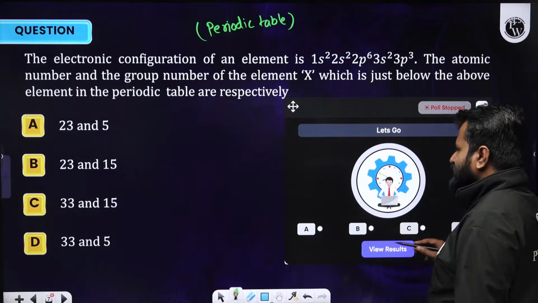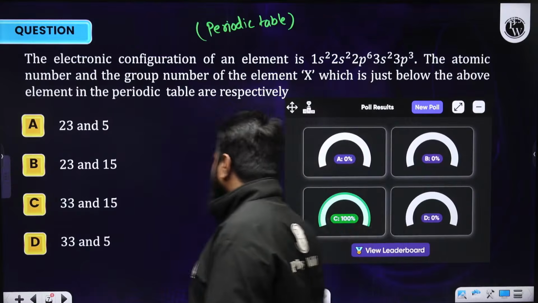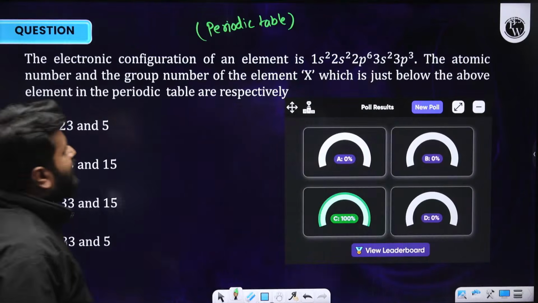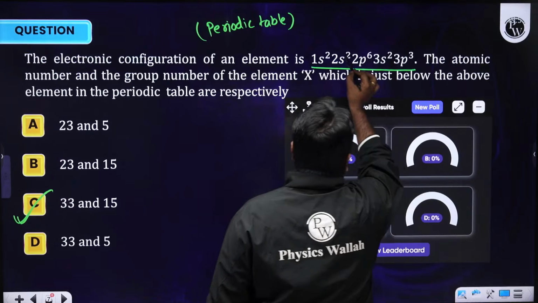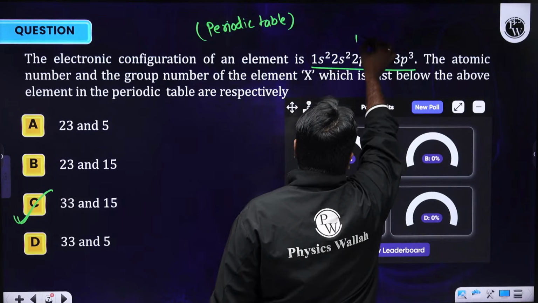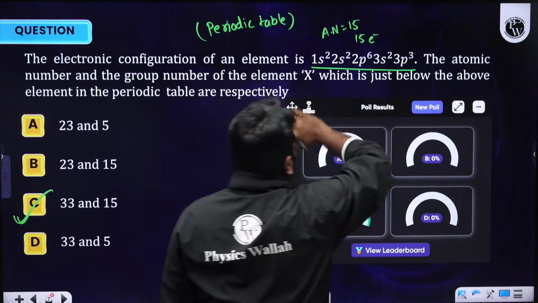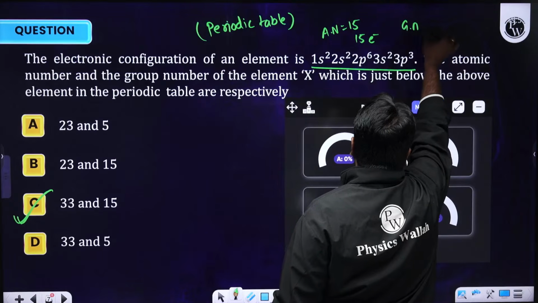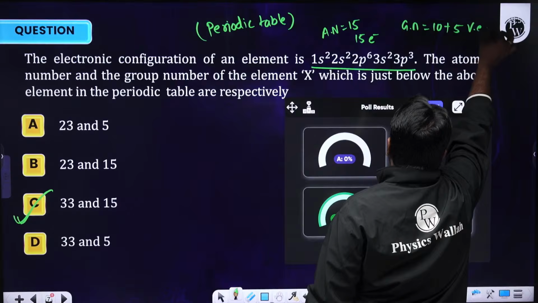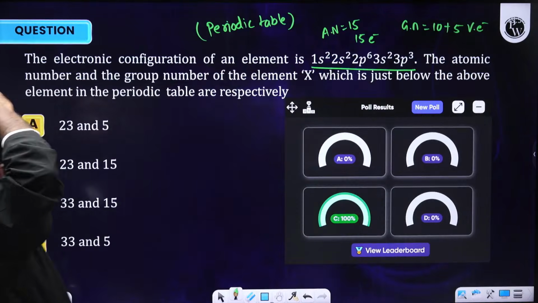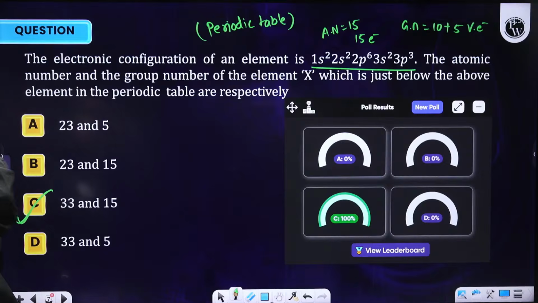Very good. The correct answer is option C. Why? In the given electronic configuration, the electrons add up to 15, so the atomic number is 15. When atomic number is 15, we know very well the group number is 10 plus 5 valence electrons, so 15. Now they are asking the atomic number and group number of the element just below it in the series. So 33 and then 15. It is clear. Anybody having any doubts? Okay, next question.